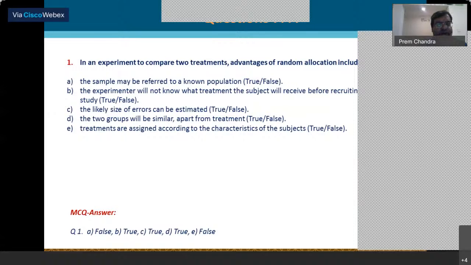Okay, so I can see it here. Three of the participants said B, the experimenter will not know. Yeah, that's the correct answer. Two of them said C, which is again a correct answer, and five of them said D, which is again a correct answer. So I can see that 10 out of 36 participants answered correctly. Okay, I think that's great.